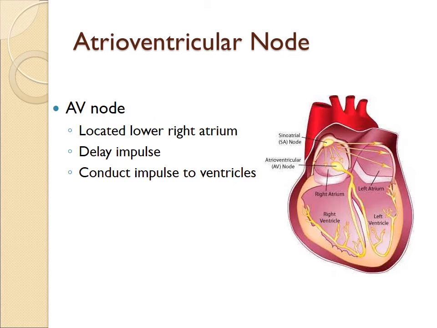The second place along the pathway that we're concerned about is the Atrioventricular Node, the AV node. It's located in the lower portion of the right atrium above the base of the tricuspid valve. And it actually is just a relaying center. It delays and relays the impulse into the ventricles.